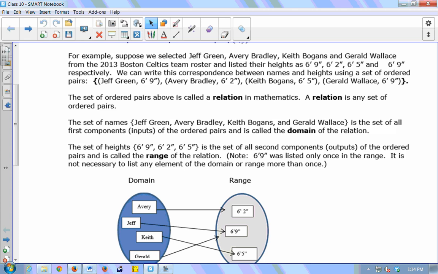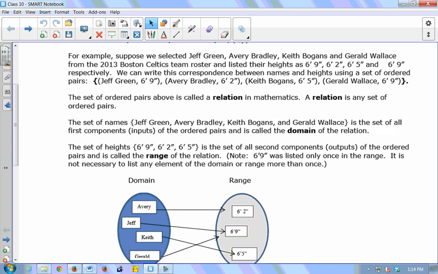So we could write Jeff Green, comma, 6 feet 9 inches. Avery Bradley, 6 feet 2 inches. So we write them as ordered pairs, right? So the set of ordered pairs is called a relation. That's just a mathematical definition. So a relation is any set of ordered pairs.